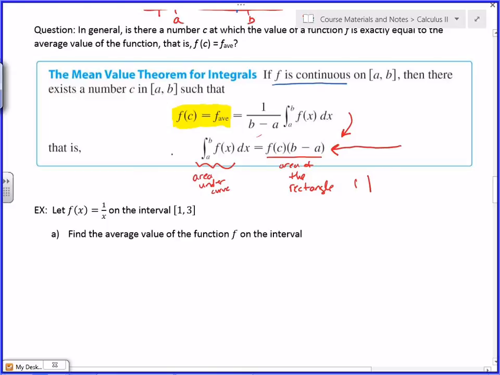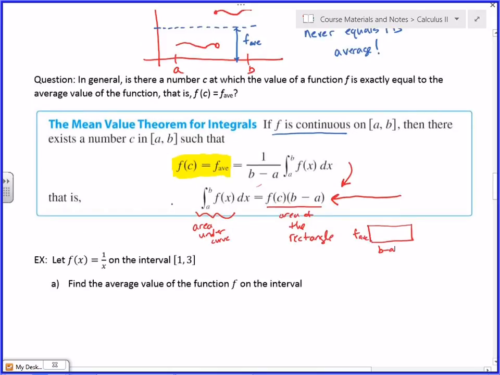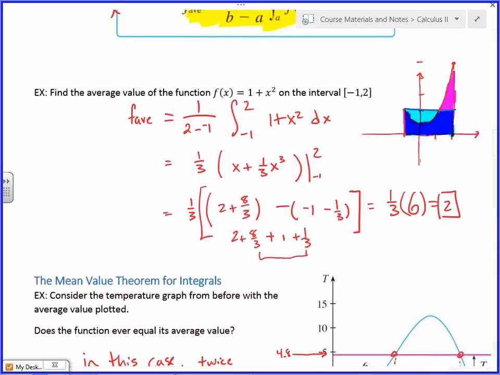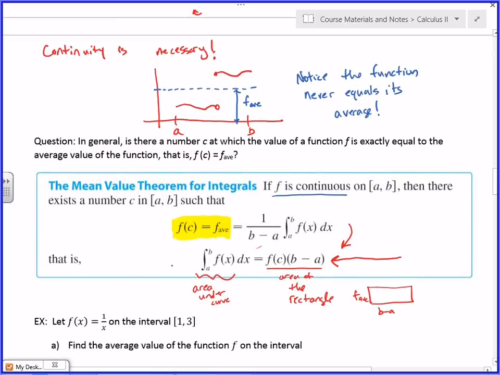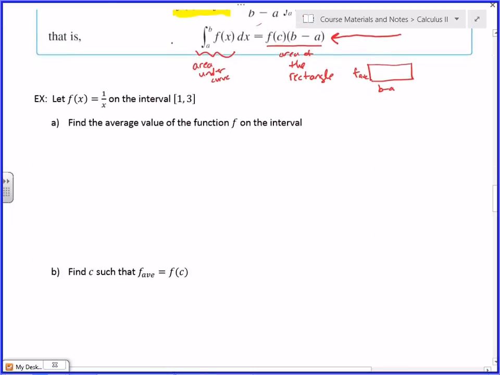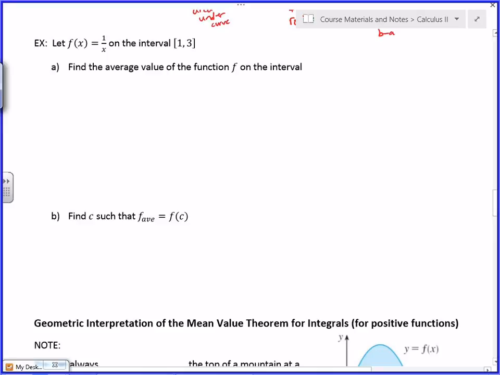Rectangle that has a height of f ave and a length of b minus a. Okay, so that's the basis of that drawing that I made up earlier on the screen, right up here. This picture right there. The area of the rectangle equals the area of the curve. The reason that is true is because of the mean value theorem. Okay?